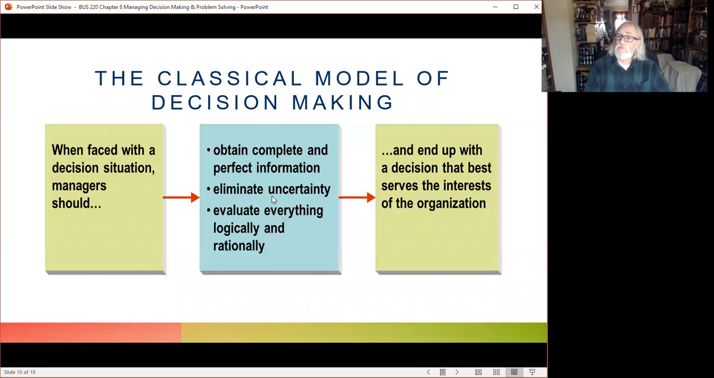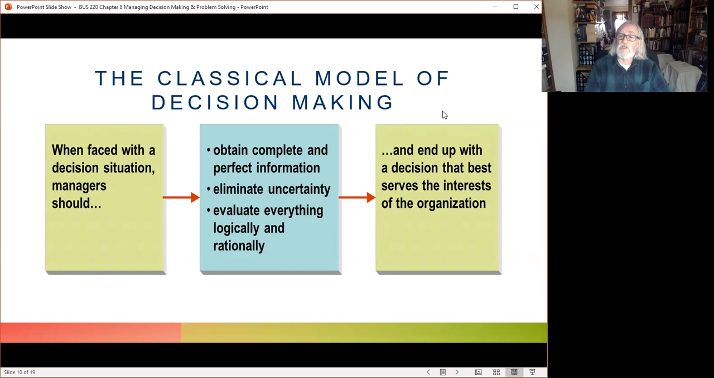Managers, when they're faced with making a decision, ought to be able to get perfect information, eliminate all uncertainty, and evaluate all the facets of the situation logically and rationally. And then, of course, when you can do these things, you will make the best decision and so forth. Well, that is true in the perfect world.